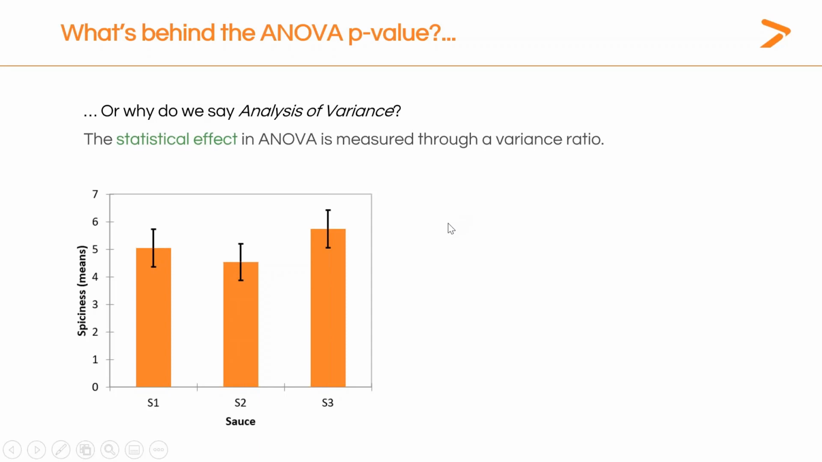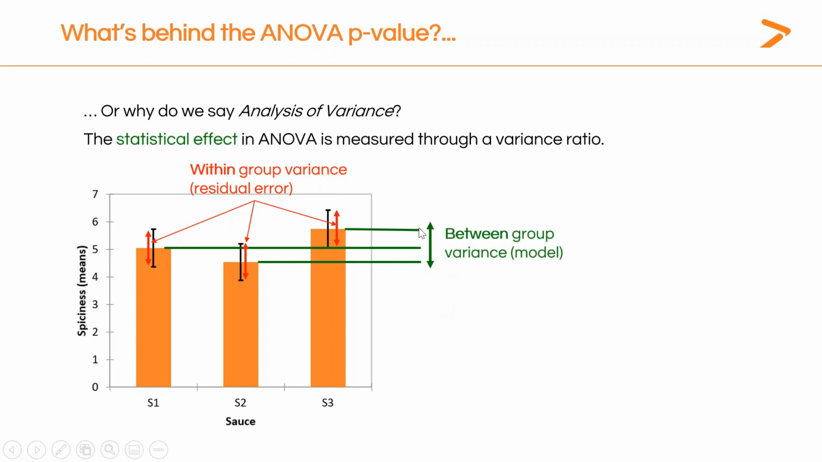The first source of variance is the variance of the residuals that is represented by the size of this red arrow. So this is the within group variance, or the residual error, the variance of the residuals. This variance is compared to the spread of the means, or the variance of the means, which is represented by this green arrow. So the bigger this green arrow compared to the red one, the more important the spread of the means is compared to the residuals, and the stronger your effect is.